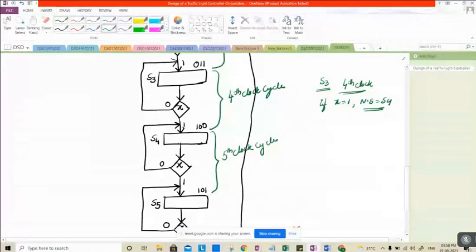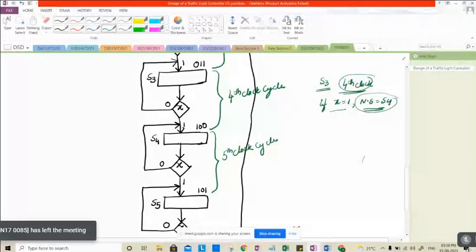She is saying that in the fourth clock cycle itself, we'll be getting the next state as S4 if x is equal to 1. How many of you will agree with this?